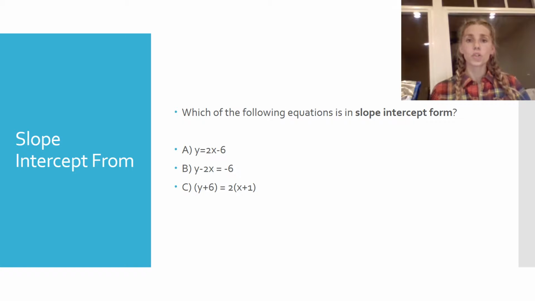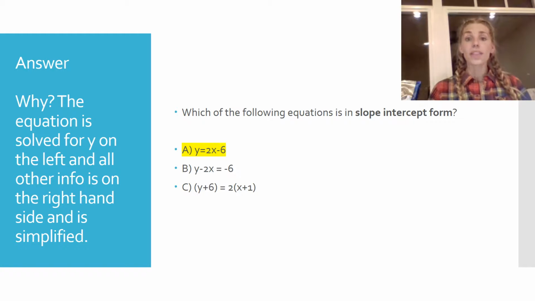So here's a quiz question for you. Which of the following equations is in slope-intercept form? Okay, the correct answer is A. A is in slope-intercept form. Why? Because the equation is solved for y on the left, and all other information is on the right-hand side and is simplified.